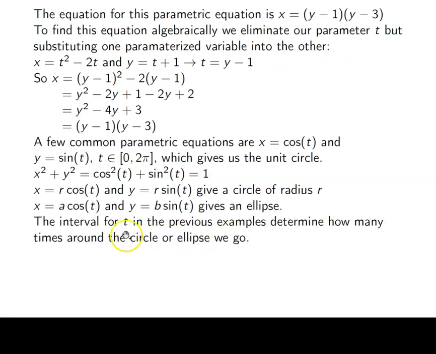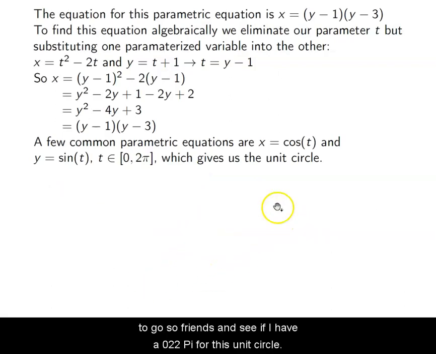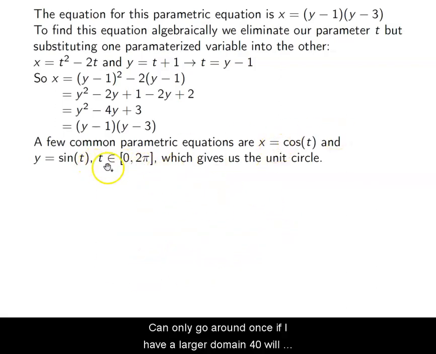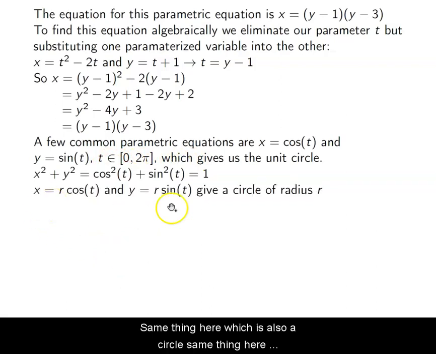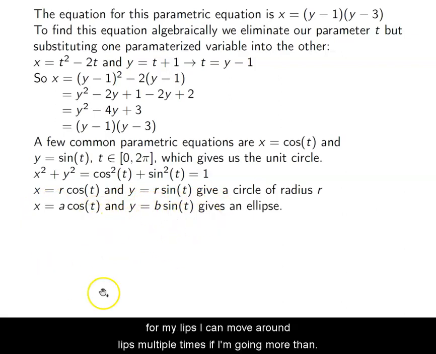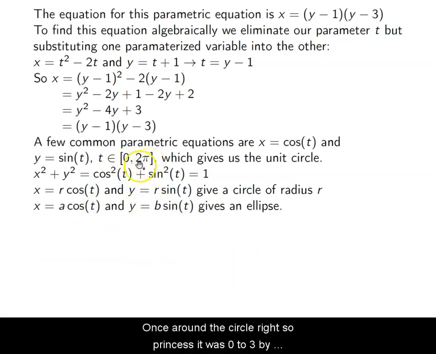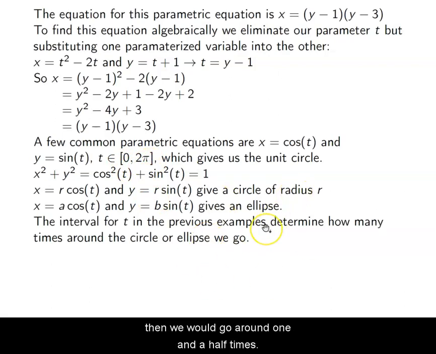The interval for t in our previous example determines how many times around the circle we're going to go. So for instance, if I have 0 to 2 pi for this unit circle, then I only go around once. If I have a larger domain for t, then I'm going to go around more than once. Same thing here for an ellipse. I can move around an ellipse multiple times. For instance, if it was 0 to 3 pi, then we would go around 1.5 times.